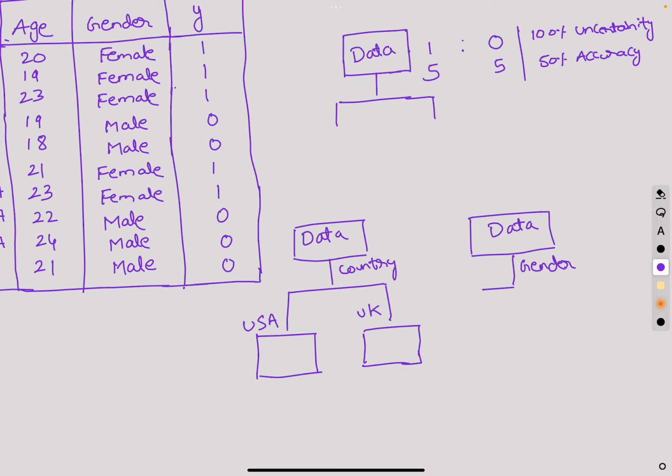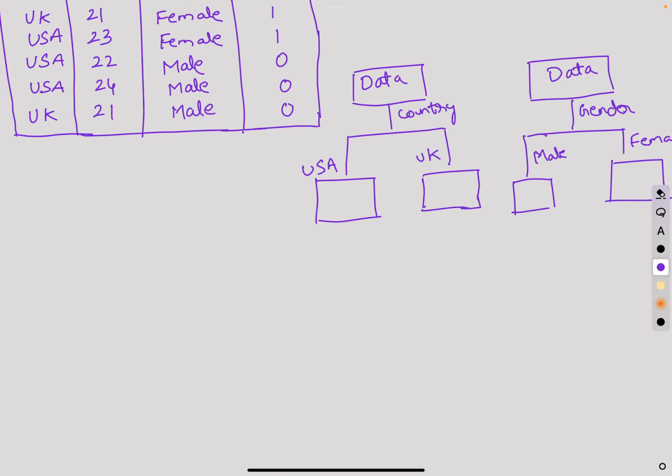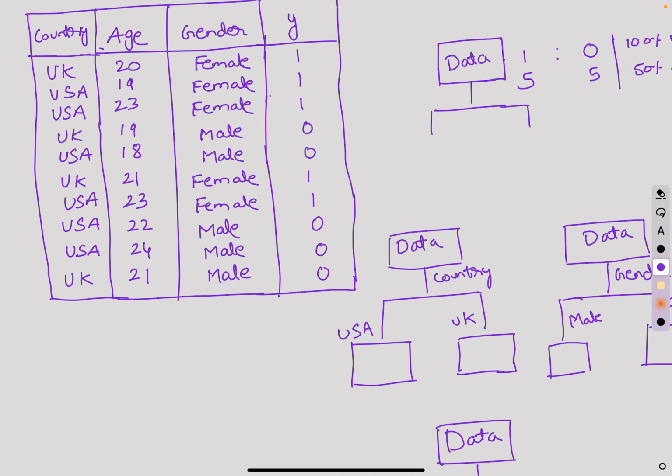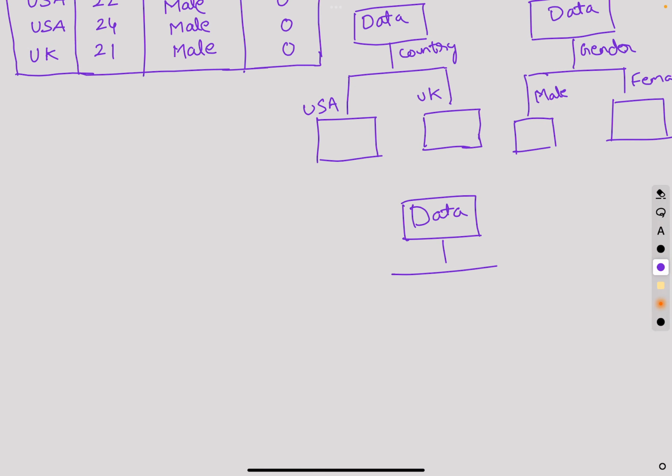That is, all the records that belong to male will be in one subset, and all the records that belong to female will be in another subset. Maybe I could have divided my data on the basis of age as well, on the basis of the age column. So maybe it could be something like this, where age is less than 23 and age is greater than 23. I'll have some records here and I'll have some records here.